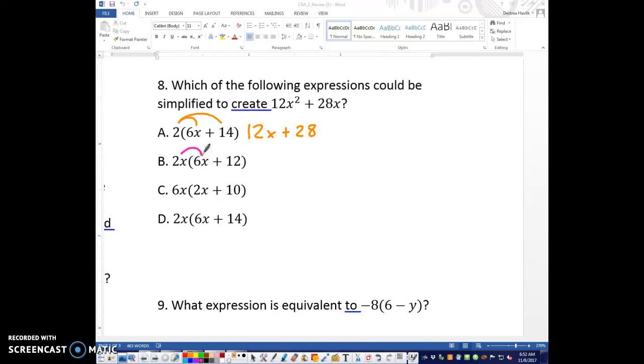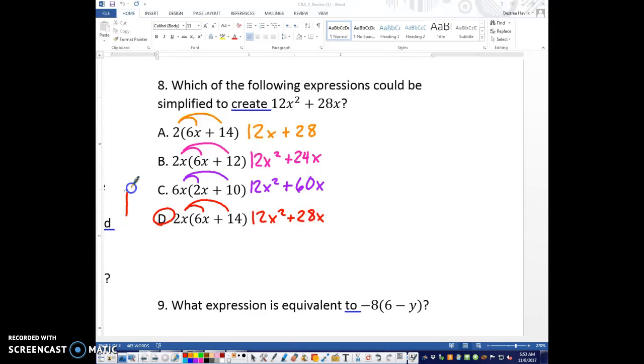Okay? 2x times 6x is 12x squared. 2x times 12 is 24x. Okay? 6x times 2x is 12x squared. 6x times 10 is 60x. And lastly, 2x times 6x is 12x squared. 2x times 14 is 28x. Which one matches? D does. Okay, I want you to solve them all out to be sure you don't make a minor error, okay?